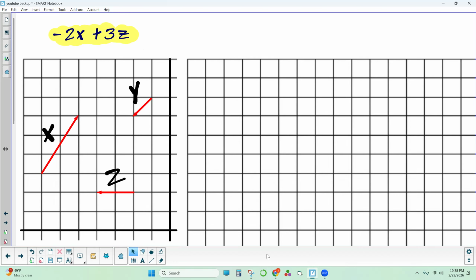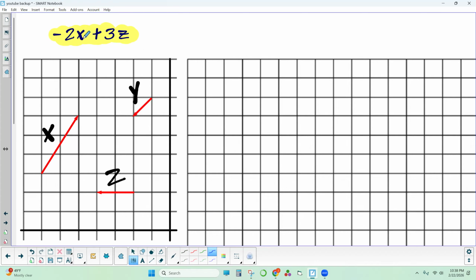All right. So let's start. And let's keep in mind that multiplying by a negative number flips the arrow to point the opposite way, and subtracting a vector is the same as adding its opposite. So if we subtract a vector, we will go the opposite direction of the vector as well. All right. So we want to start with negative 2x.